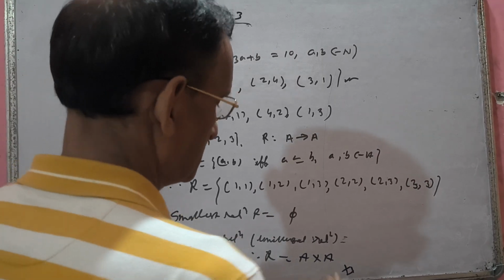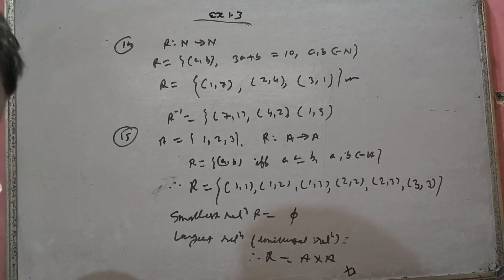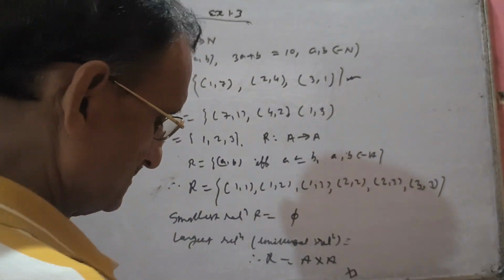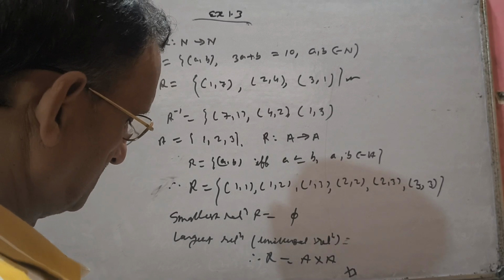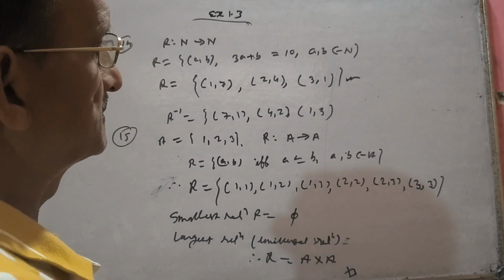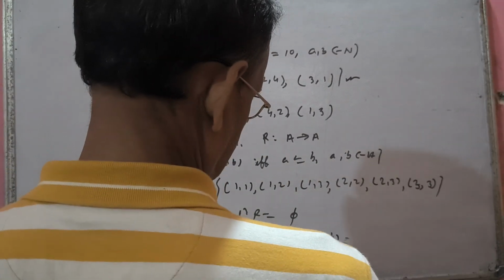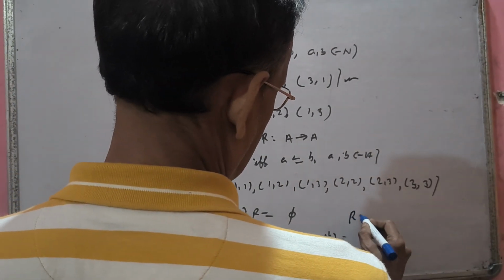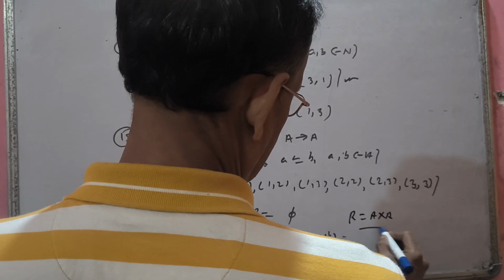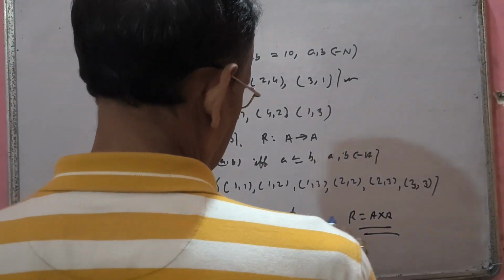I think this should be enough to write. Okay, you can find A cross A, but it is not being asked. The universal relation will be A cross A only. See, the hint is also given. So this is all about it. R equal to A cross A is the largest relation, and the null relation is the smallest.